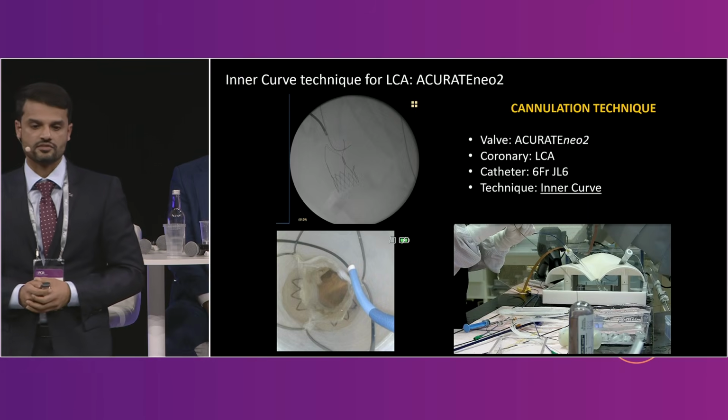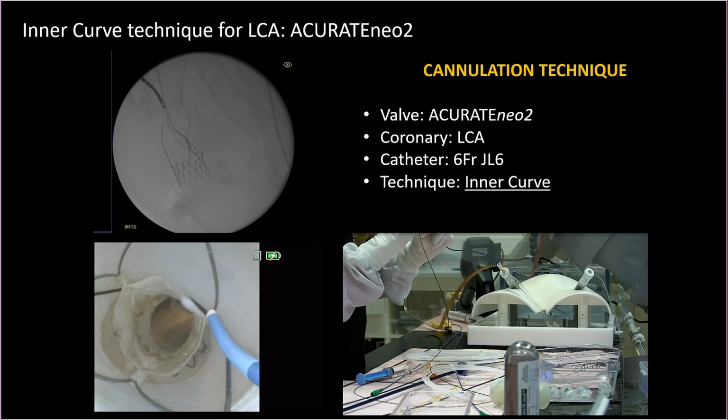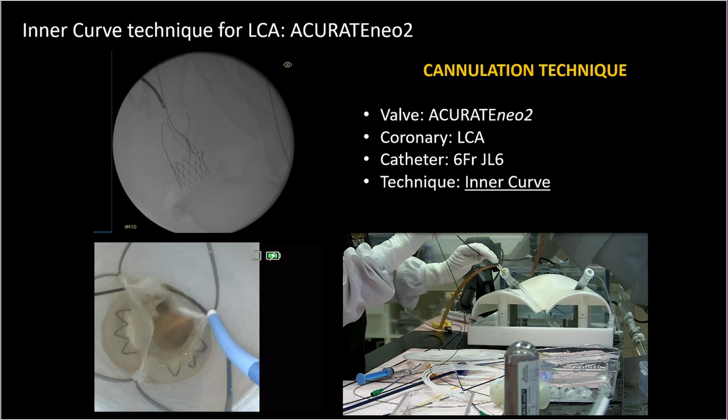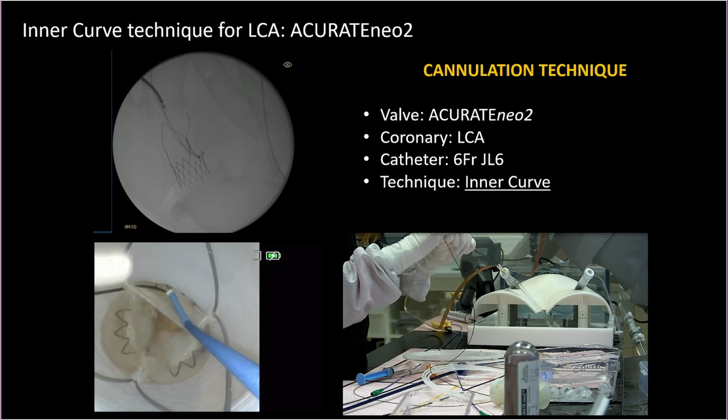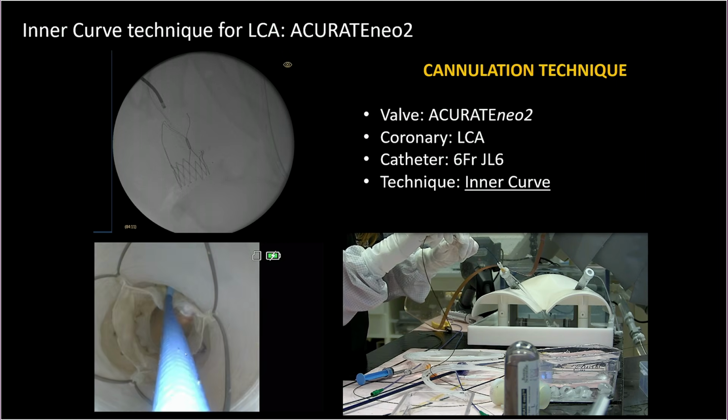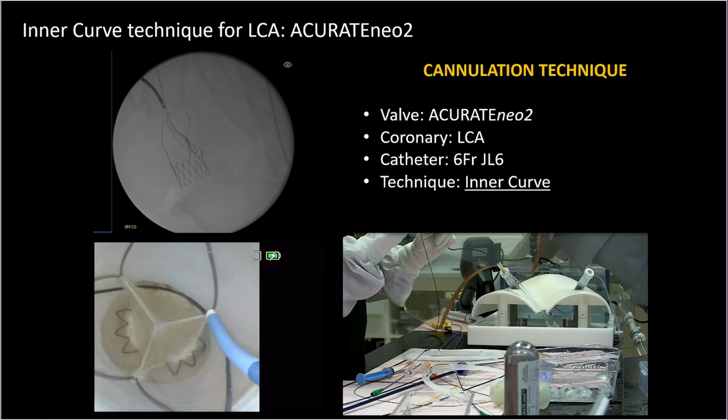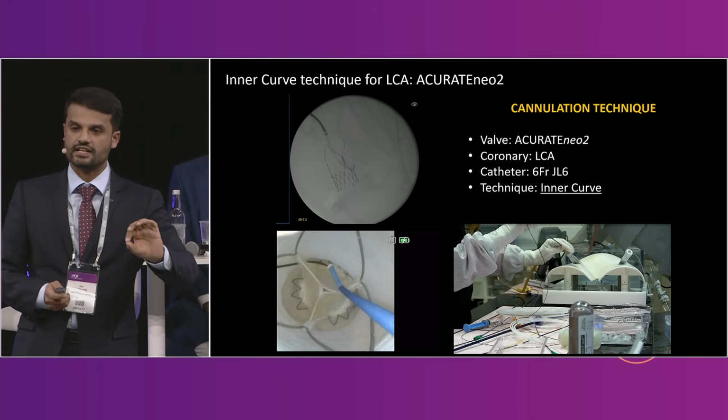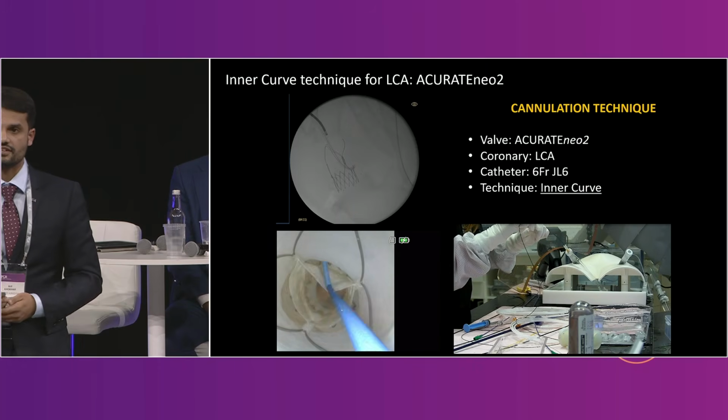So this is the inner curve approach. Here, this is a native TAVI. We've got a catheter which is coming down, which is essentially a long catheter, short tip, specifically a Judkins left 6 catheter. And it comes down with a vertical approach under the sinotubular junction to achieve the cannulation.